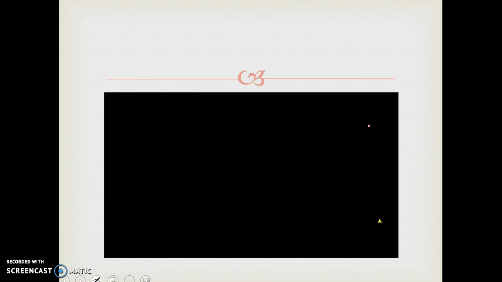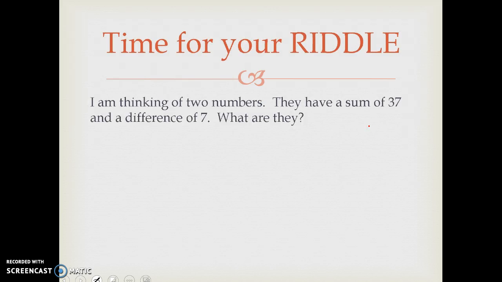You can watch this video if you go to the PowerPoint in the Canvas assignment, just as a teaser. To this first problem, here's your riddle to solve. It says, I am thinking of two numbers. They have a sum of 37 and a difference of 7. What are they? And so we have to figure out what these two numbers are.